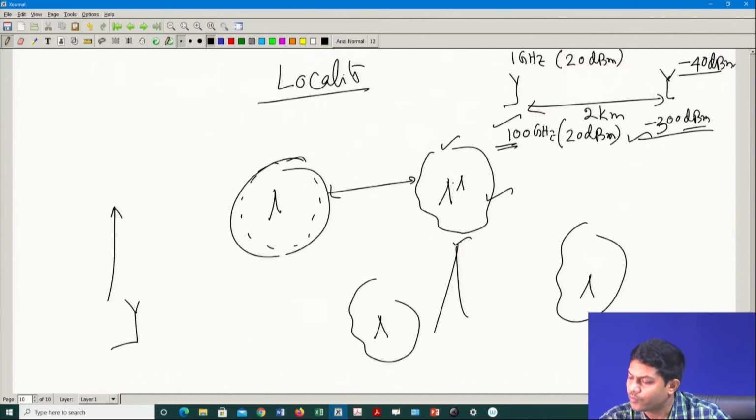Just have a small base station here, which will be something like a 40 or 60 gigahertz kind of thing, which will serve a 30-40 meter radius. So, when I localize the system, this is one of the concepts in 5G.